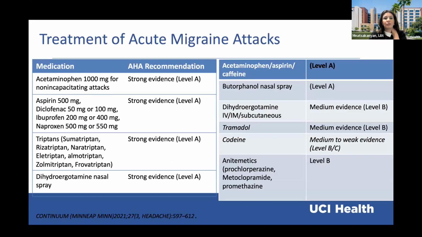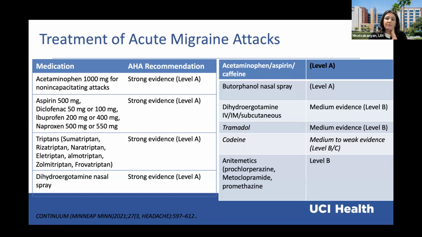Looking into pharmacological treatment for migraine, again, we have a large number of medications divided by categories: non-specific treatment for migraines and more specific therapies for migraine headaches. Out of non-specific therapies, acetaminophen has level A evidence, meaning again there's strong evidence that it's effective during an acute attack. And then non-steroidal anti-inflammatory agents such as aspirin, diclofenac, ibuprofen, naproxen all have level A evidence.